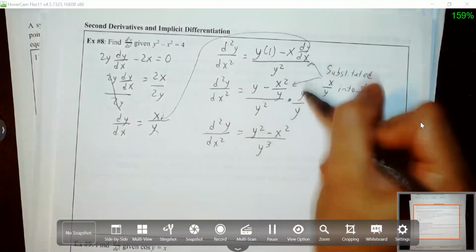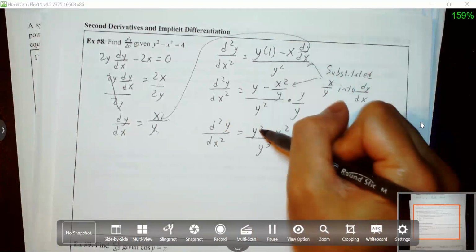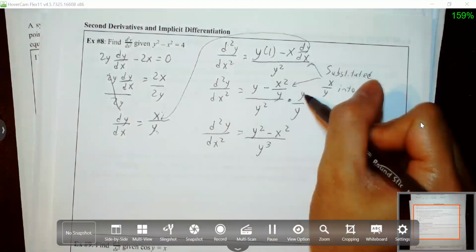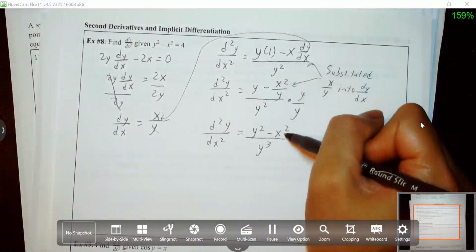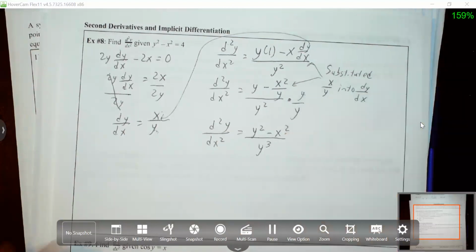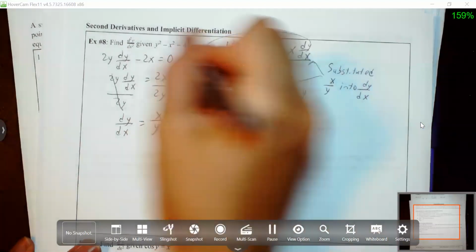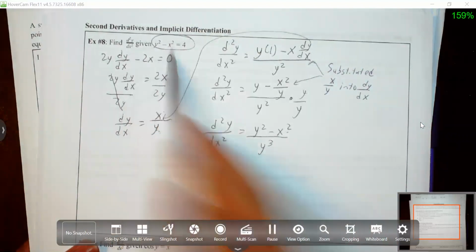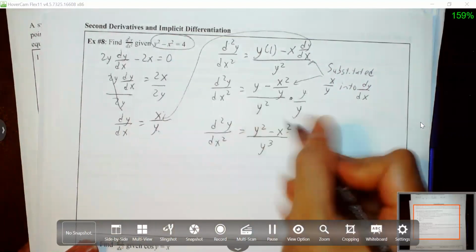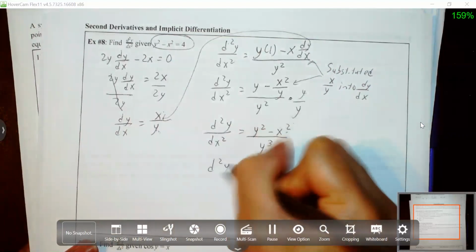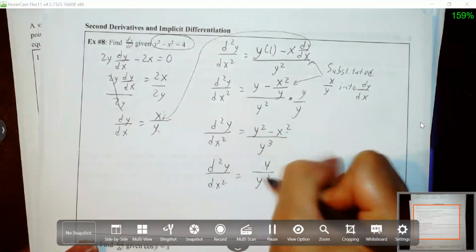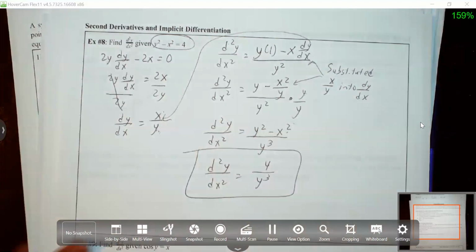So what did I do here? y times y is y squared. If I multiply x squared over y times y, the y's cancel out, and I'm just left with x squared. And look at the very, very beginning. y squared minus x squared is equal to 4. So that means that I could substitute the top for 4. And this is my second derivative.